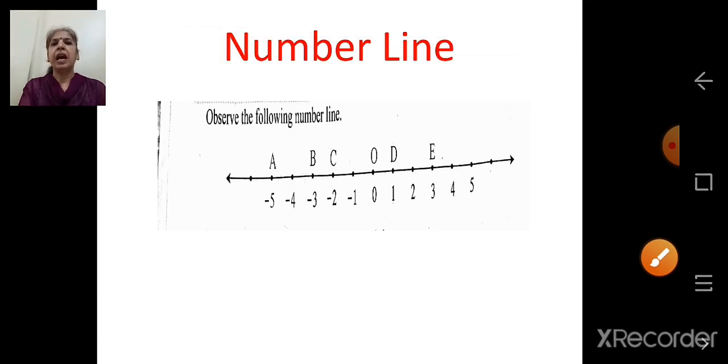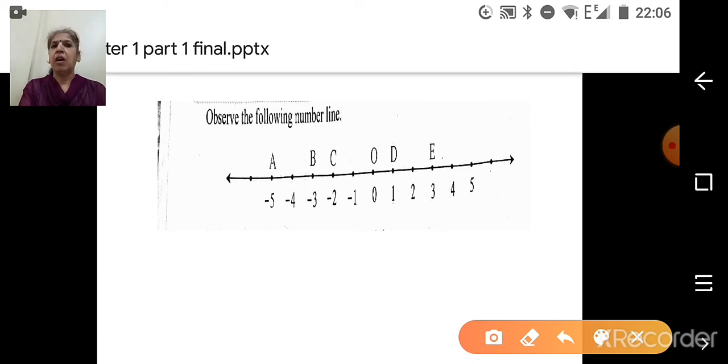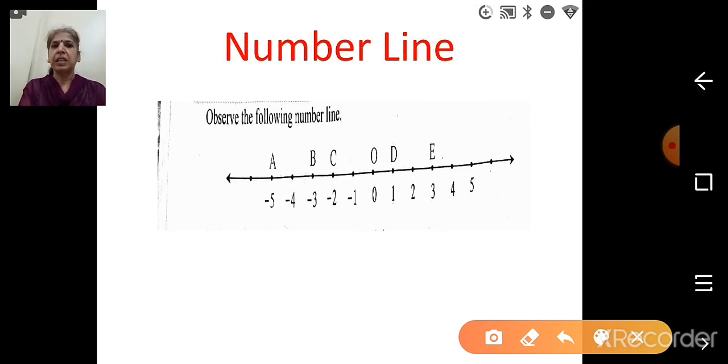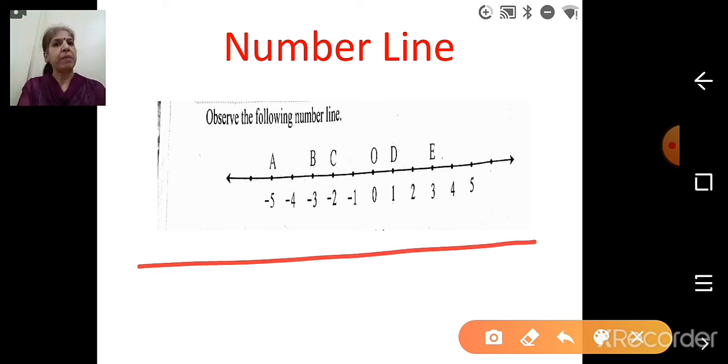Okay. Now here a number line is given. So you have to observe this number line. All of you know how to draw a number line, right? When we draw a number line, we draw a straight line. Keep in mind you have to use a ruler and pencil. And once you draw a line, we have to draw arrowheads on both sides, right? And then we show the points and the numbers. So when we say number line, numbers are shown on it.